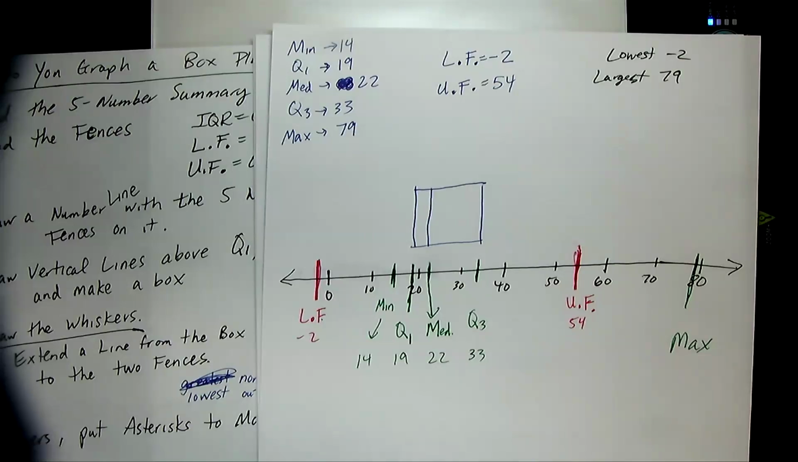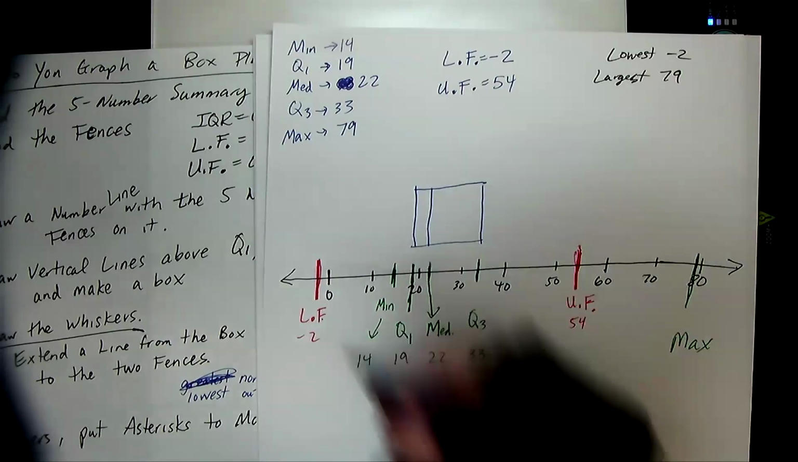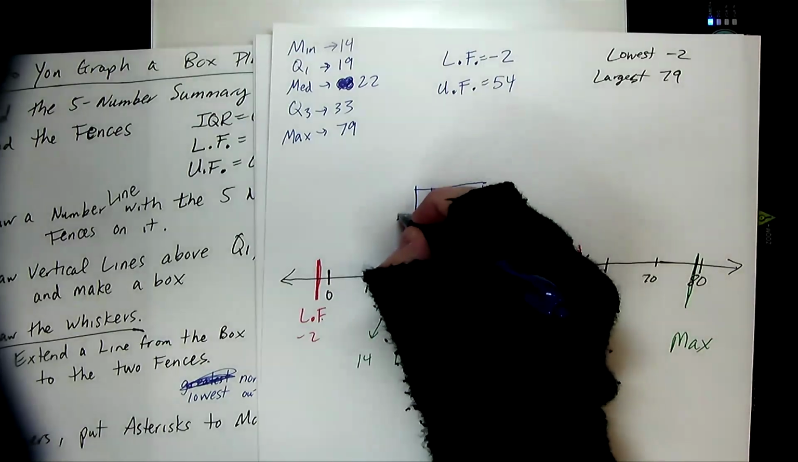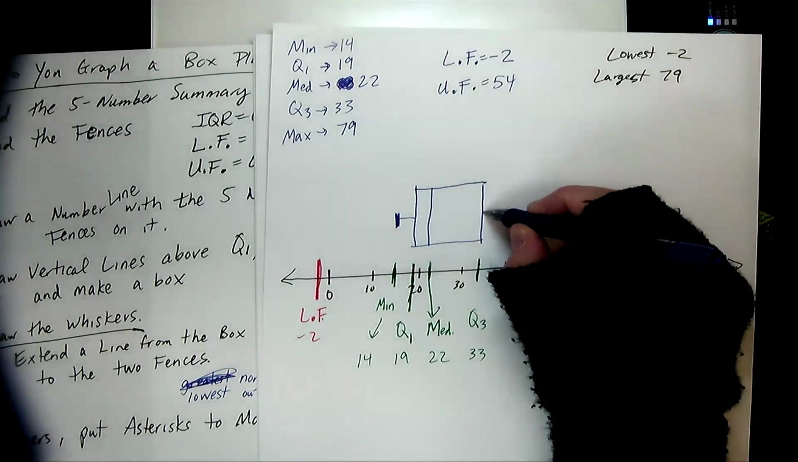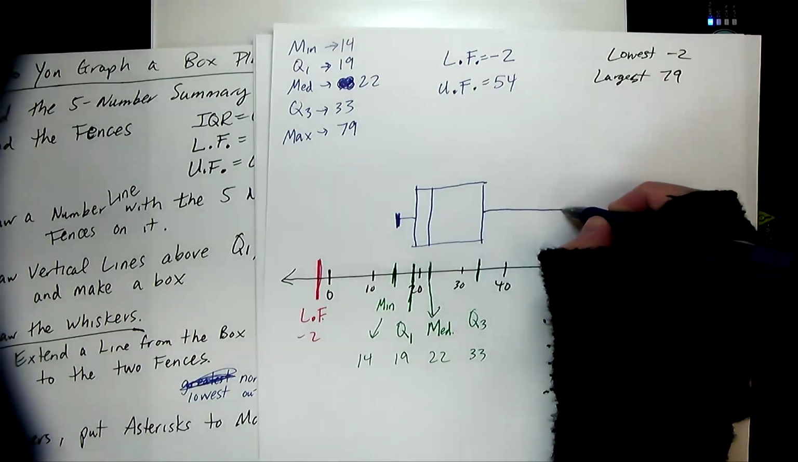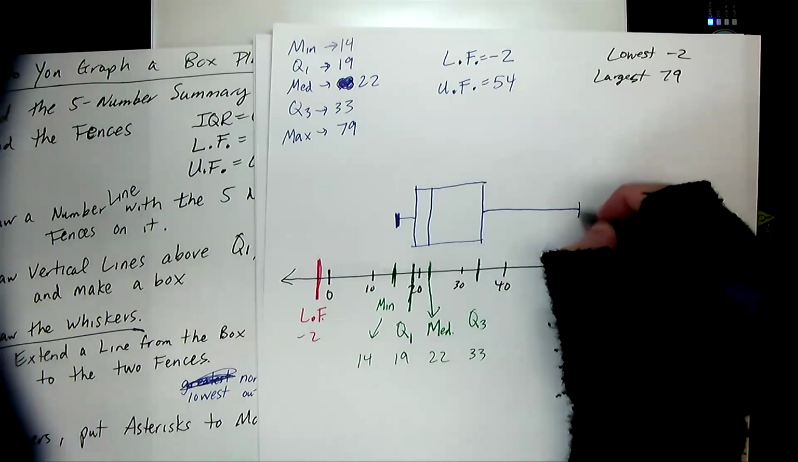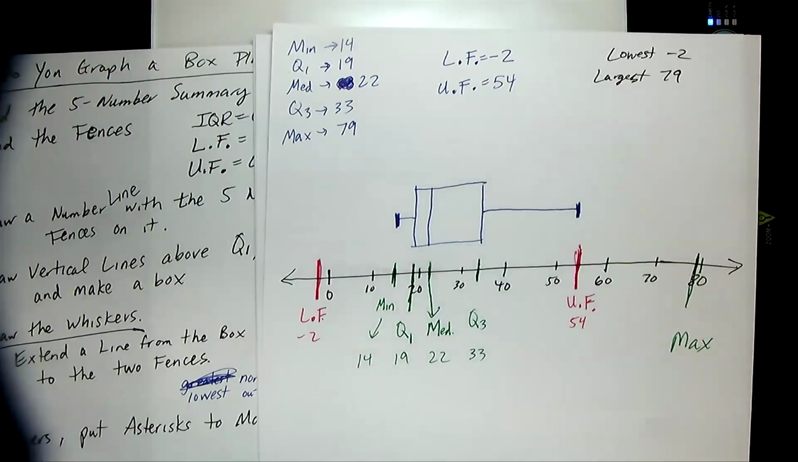We're gonna draw a whisker on the left going to the lowest non-outlier, which is the min. The min is inside the fence, so we're just gonna stop at the min. And from the right side, we're gonna go up to the upper fence. If you have the data value, you know where it is and you can stop there. I imagine it's pretty close to the upper fence. I'm gonna put it right there.